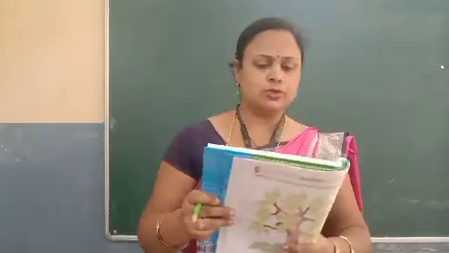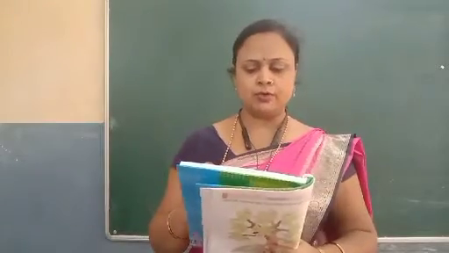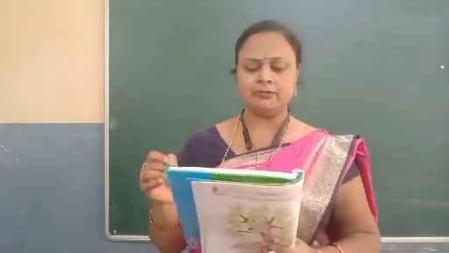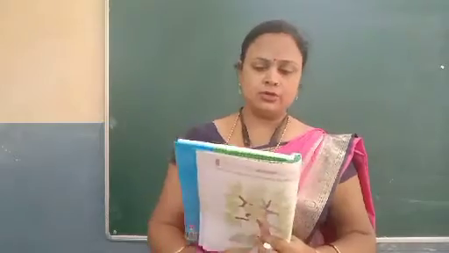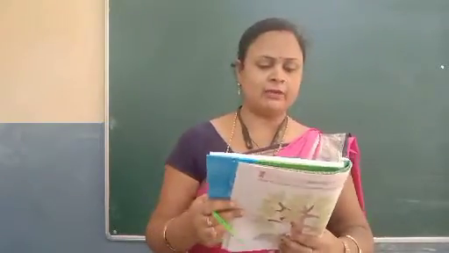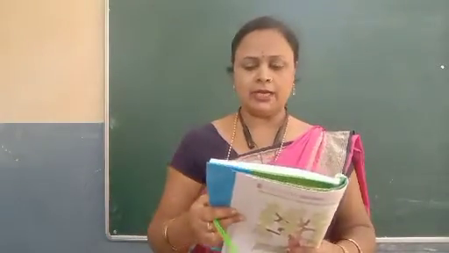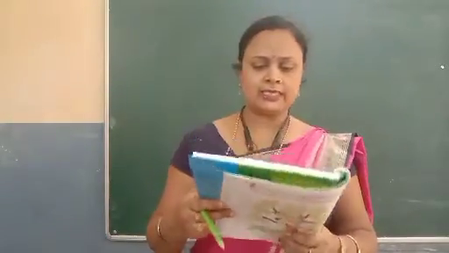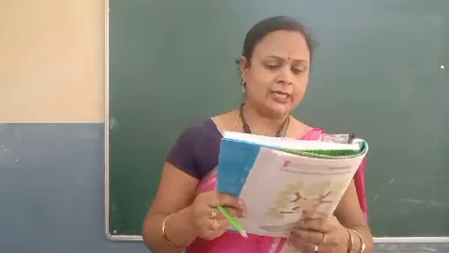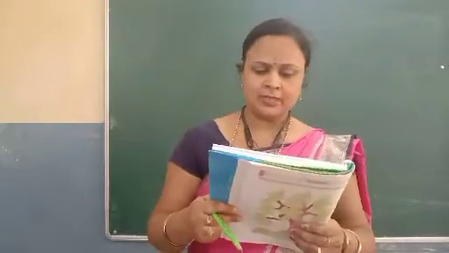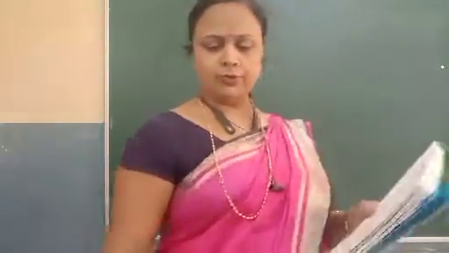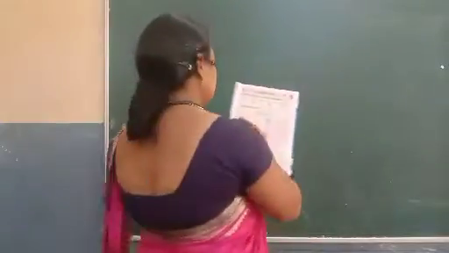548. So 5 hundreds, 4 tens and 8 ones. So here the placeholder of 5 is 500, 4 is 40 and 8 has 8. So write the examples like this. Now all of you fill in your book.